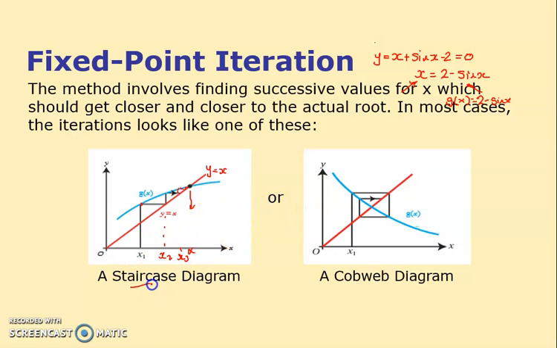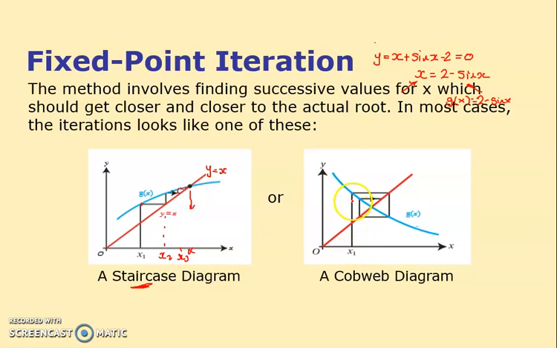That's what we would describe as a staircase diagram. There are alternatives, and one of them, which works, is called a cobweb diagram. And you can see why it looks like a cobweb diagram. You'll notice this blue line now, this g of x, is actually sloping downwards rather than upwards.